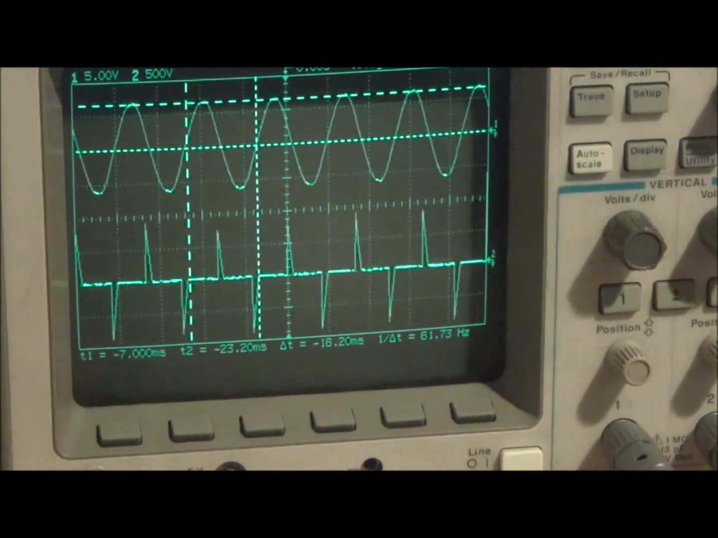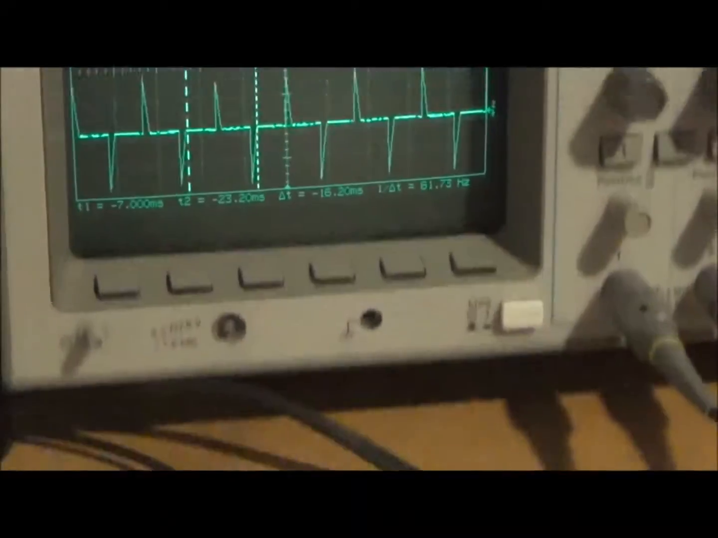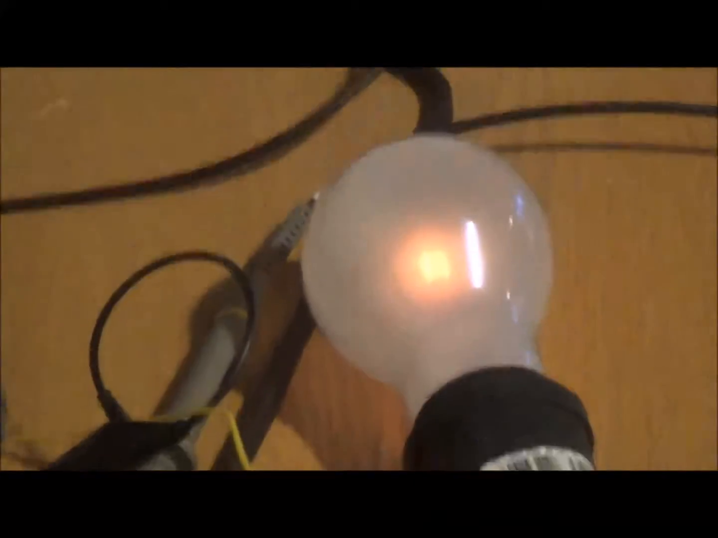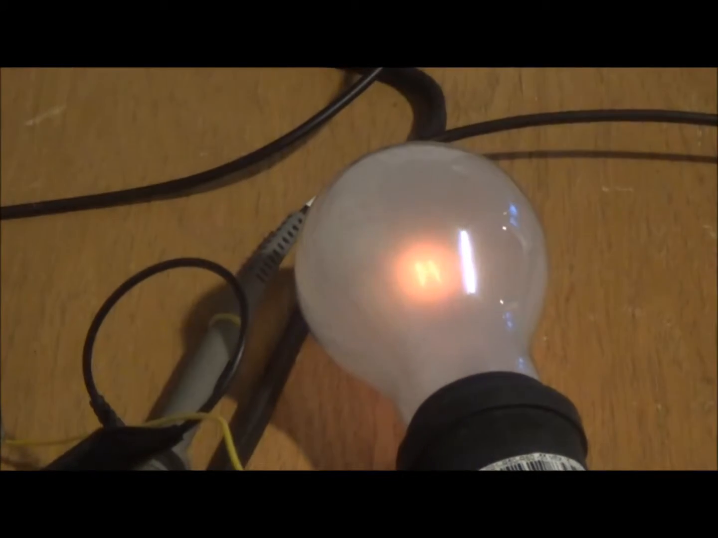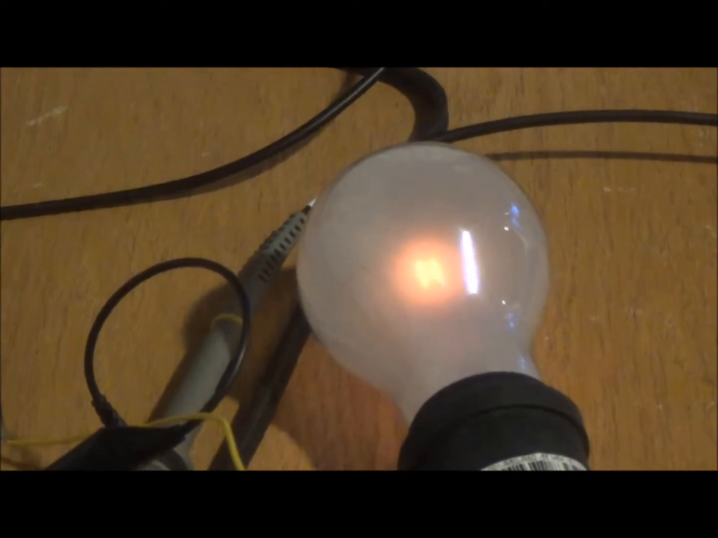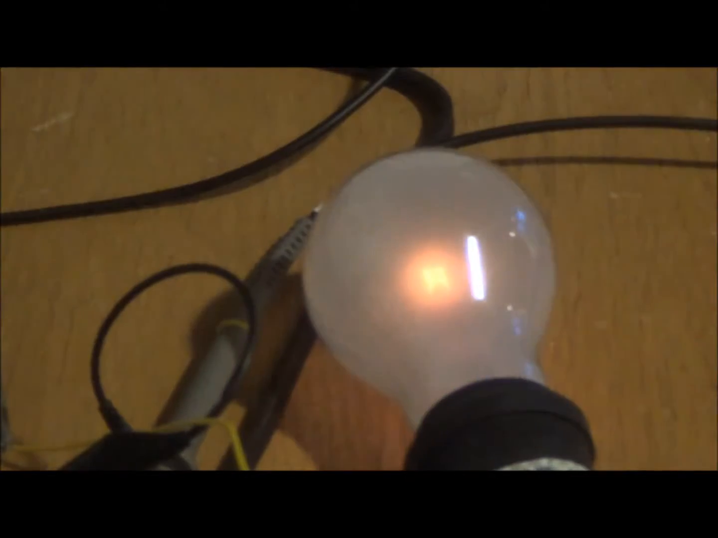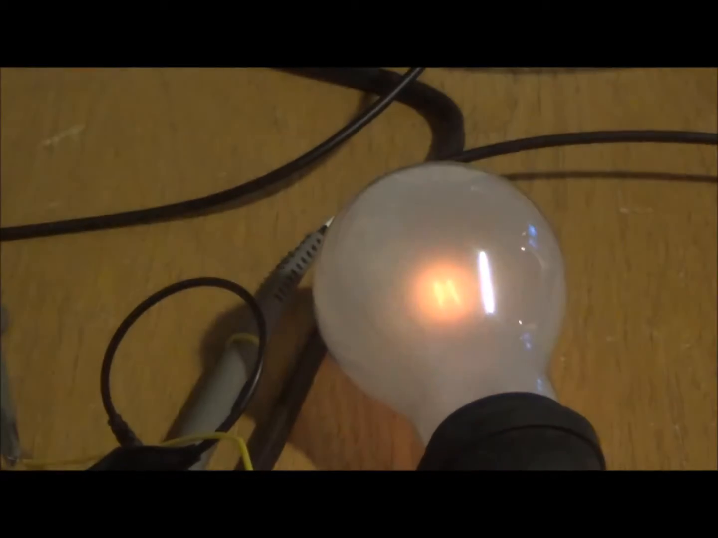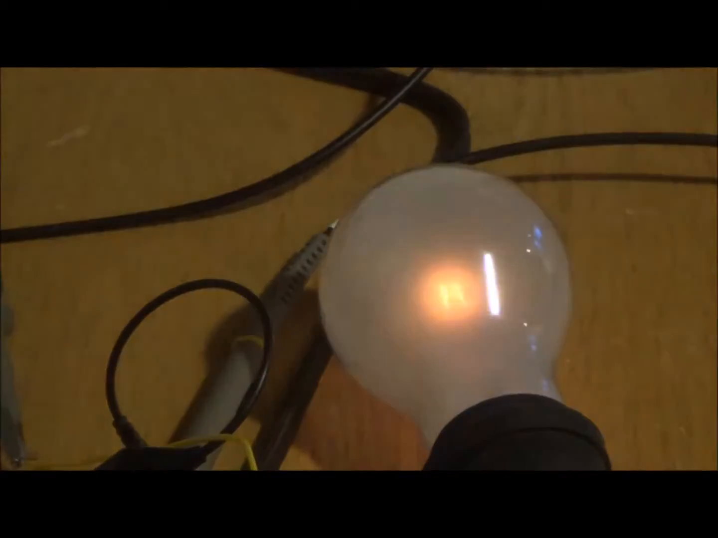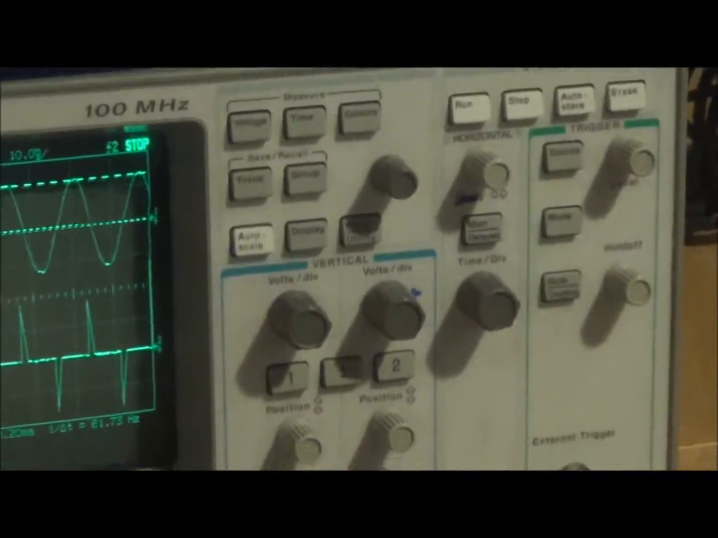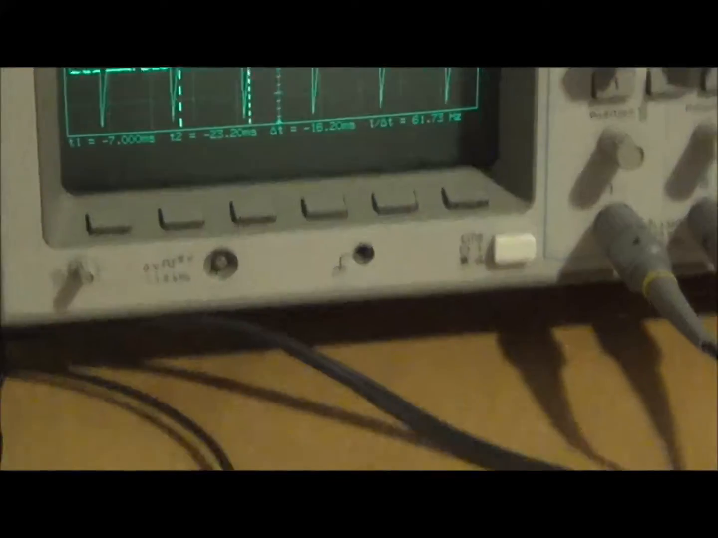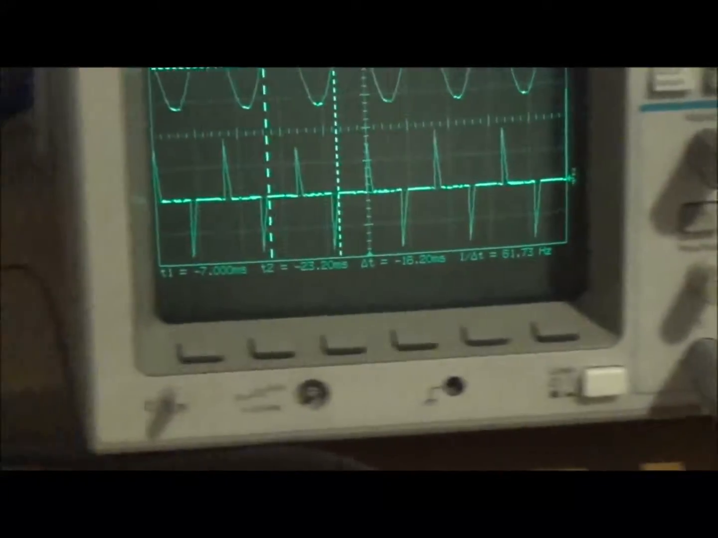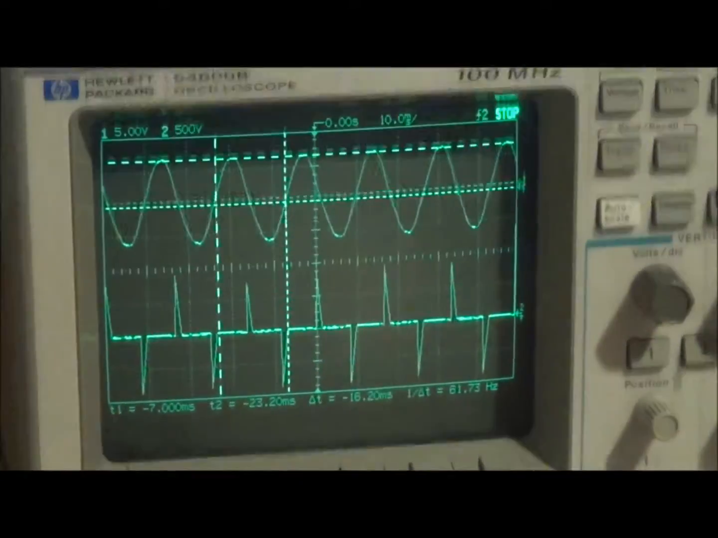And you can see the intensity of the light bulb. It's looking quite weak. It's not very bright. Okay. Now I'm going to introduce a delay of only 3 milliseconds. That's half of 6 milliseconds, and we'll see how the waveform and the intensity of the light changes.